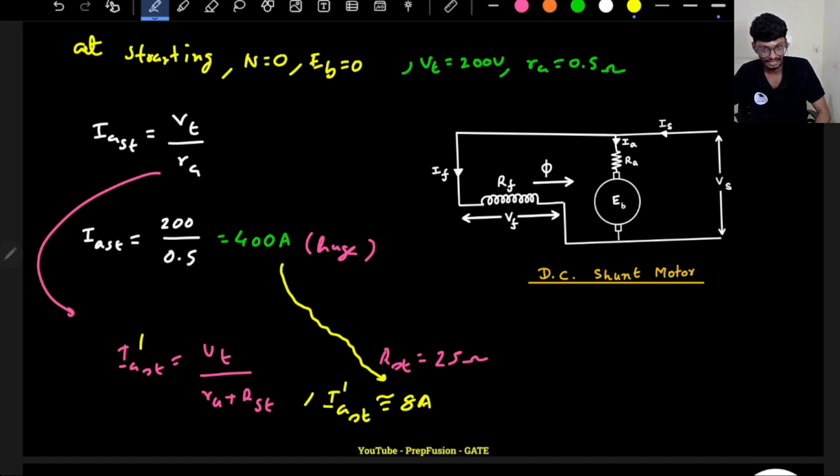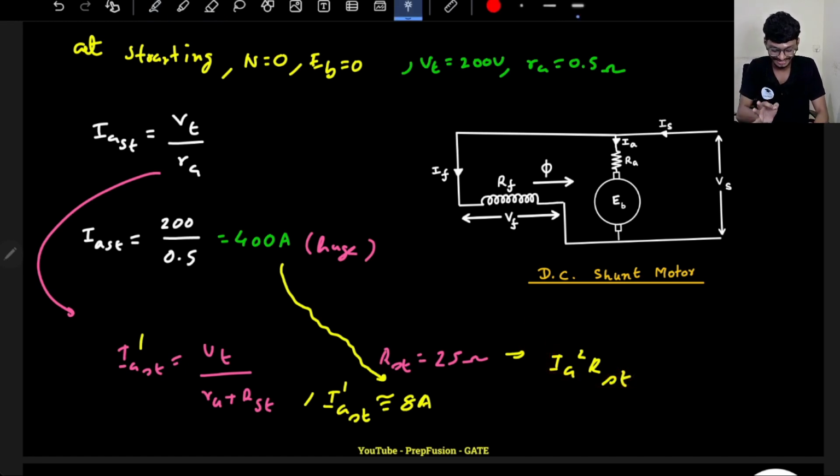But there is a price to pay here. I cannot always keep this resistance connected in the circuit. Why? Because there will be a loss of I_a square times R_external, or R_starting. I do not want that. Of course this was not in the plans. My machine is supposed to have only armature resistance, not R_starting. So there will be constant losses here, and of course I do not want that.